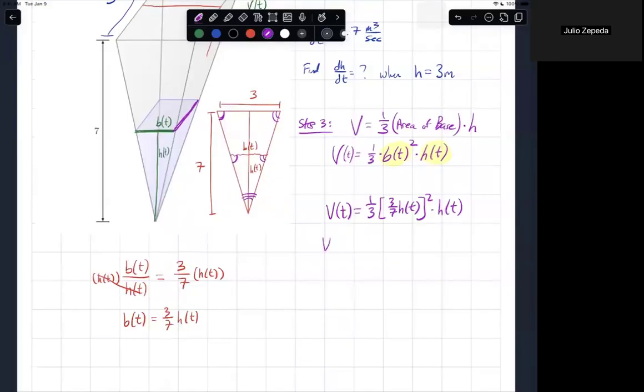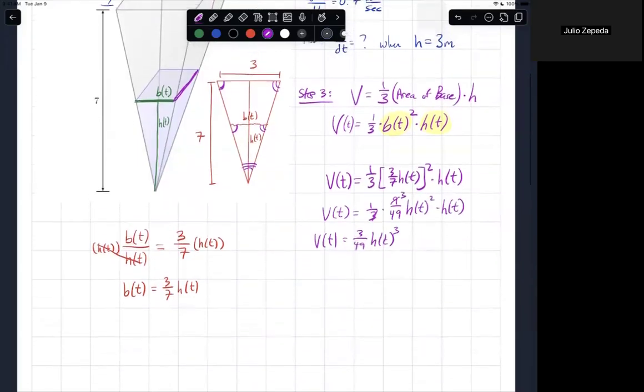Okay, so let's simplify this. So we're still on step number 3 here. This is just, okay, we're going to square. So 9/49, h of t squared, times h of t. So v of t is equal to, 3 goes into 9 3 times, 3/49 times h of t cubed. Okay, so there is our equation that we're going to use. And so let's move on to step number 4.